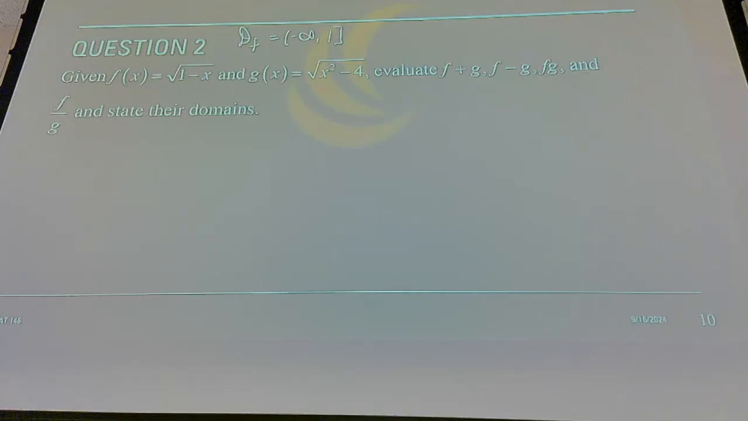Now here it's more convenient to actually use interval notation. That's what I'm using. Remember, the two notations can be used interchangeably.